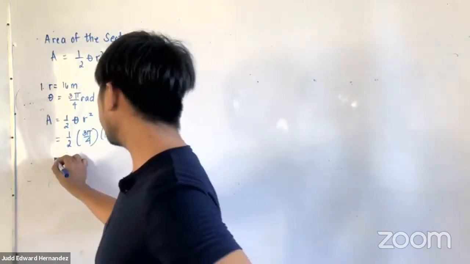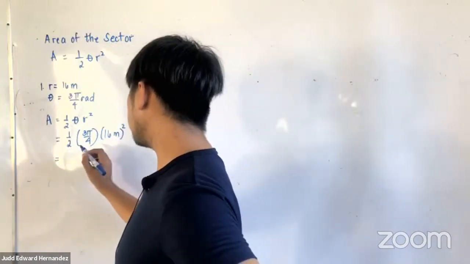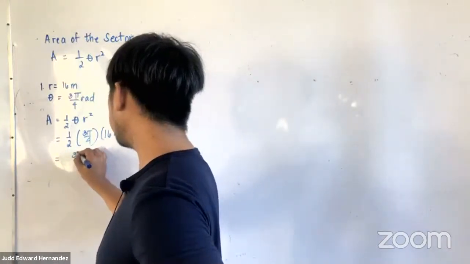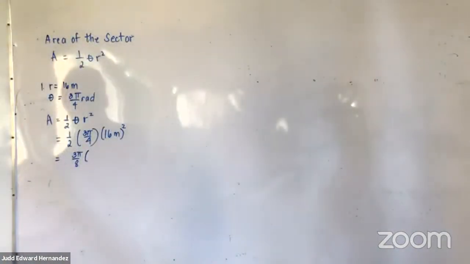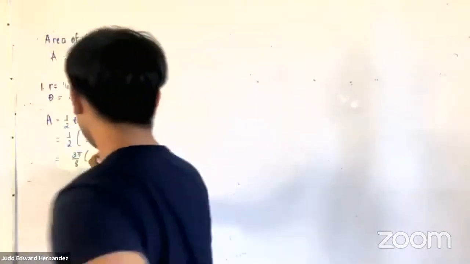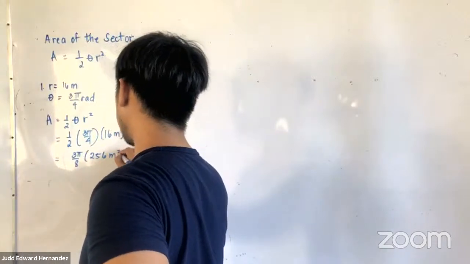Okay. Therefore, we'll now be having 1/2 times 3 pi over 4. That becomes 3 pi over 8. What is 16 meters squared? 16 times 16 is 256. So therefore, this becomes 256 meters squared.